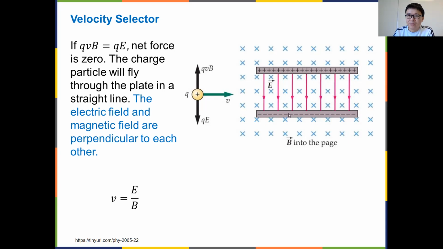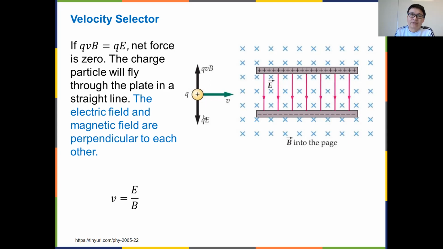you have an electric field and a magnetic field. They are perpendicular to each other. So the electric force and magnetic force on the charged particles are in opposite directions. Once these two forces are equal to each other, the charged particle can move straight through this region. So it will not be deflected to the top plate or the bottom plate, okay? So you can pick the velocity by tuning the strength of the electric field and the magnetic field at the same time. So QVB equals QE, essentially.